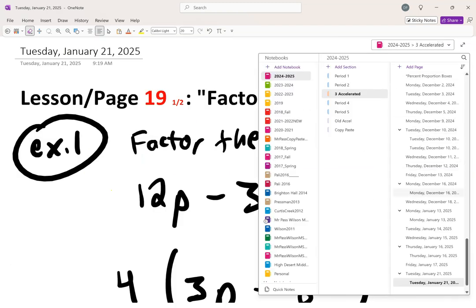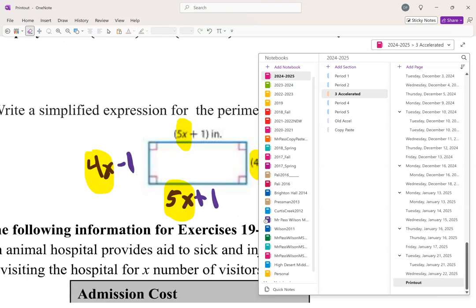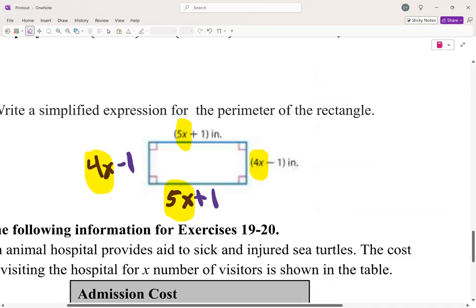Ooh, I pushed the wrong button. Oopsie daisies. There it goes. Okay, correct. 18.